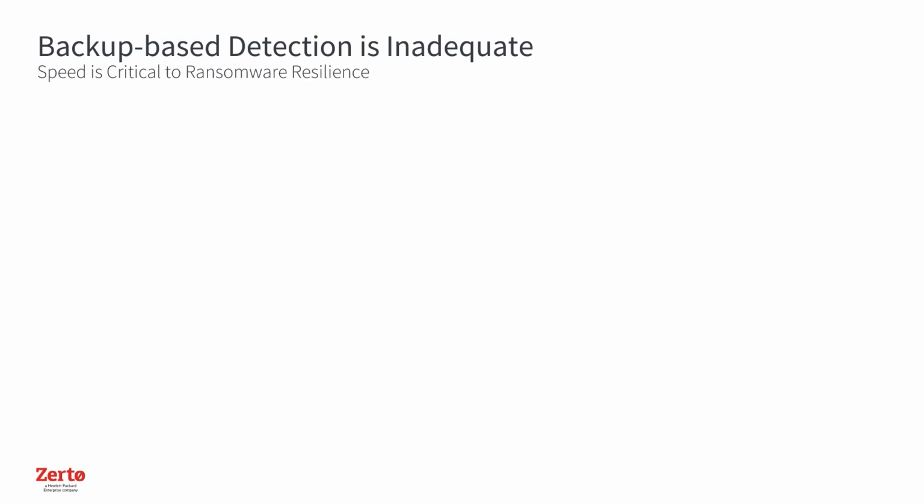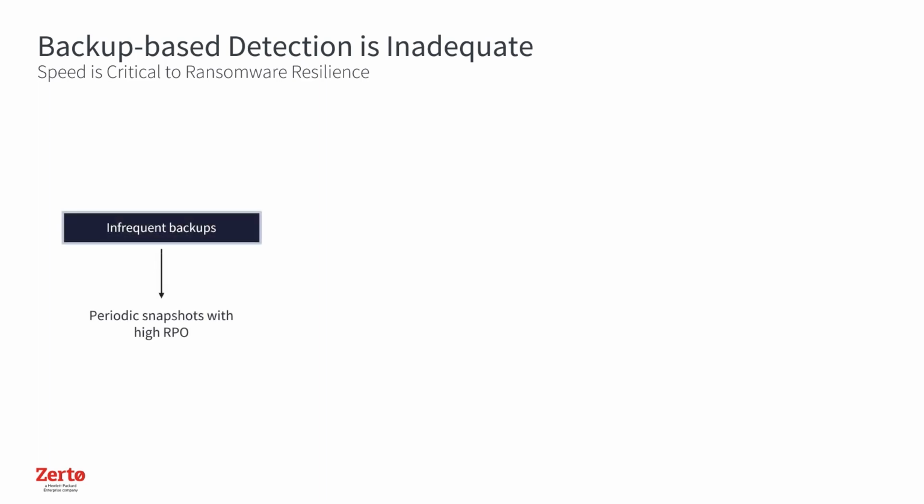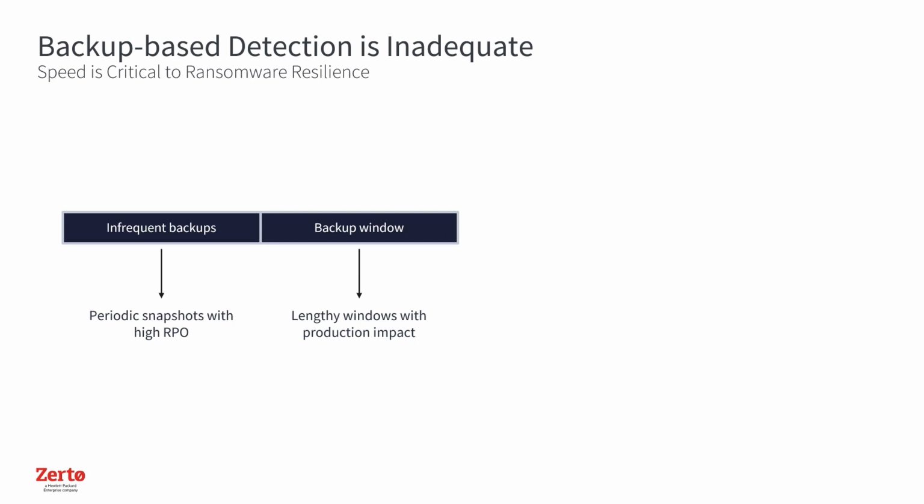Many customers using backup have infrequent periodic snapshots, resulting in high data loss. To compound this, there are lengthy backup windows which impact production and increase the time it takes to complete running those backups. Additionally, scanning those copies for malware or ransomware usually takes a very long time, and it's scanning large and increasingly outdated data copies. They were already 12 to 24 hours old at the time of scanning, and the time continues to lengthen.